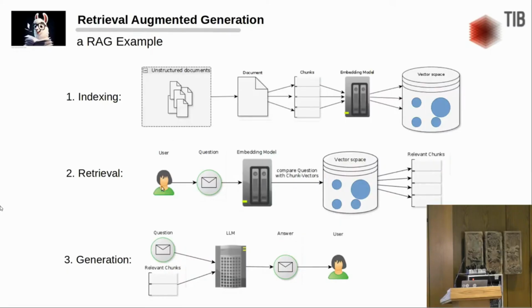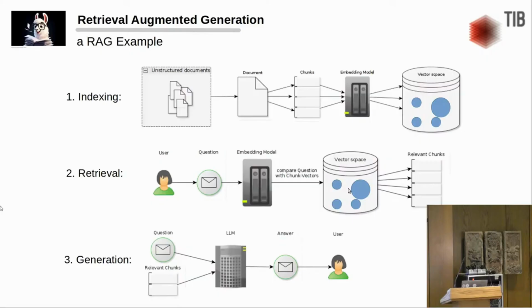In the next phase, the user will provide a question, and we are using the same embedding model to translate the question into the vector space. So then also the question has a position in this vector space, and then we will retrieve the neighbor nodes.